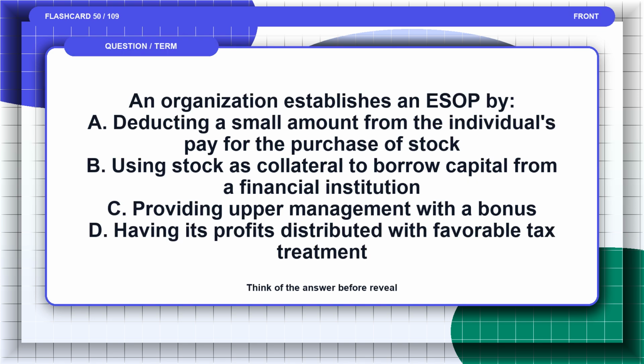Flashcard 50. An organization establishes an ESOP by A. deducting a small amount from the individual's pay for the purchase of stock, B. using stock as collateral to borrow capital from a financial institution, C. providing upper management with a bonus, D. having its profits distributed with favorable tax treatment. Pause and think of the answer before the reveal.